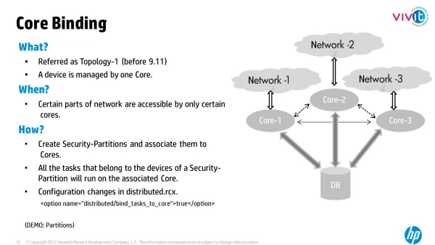Yeah, so just to recap, use partitions, and you associate the partitions to the cores, and all the tasks run on the particular cores. And when you do this, certain cores can access only certain parts of the network.